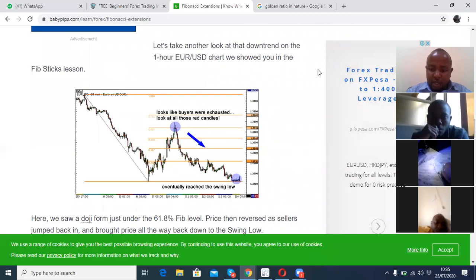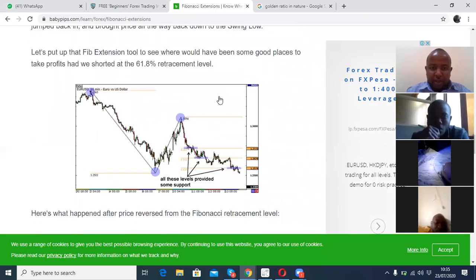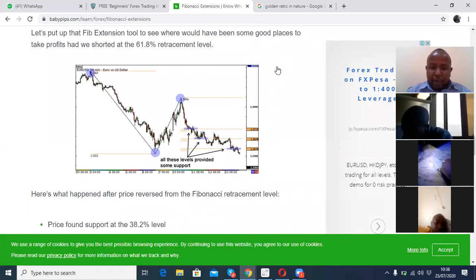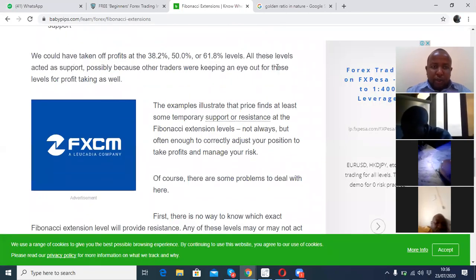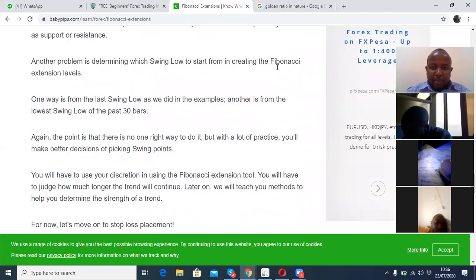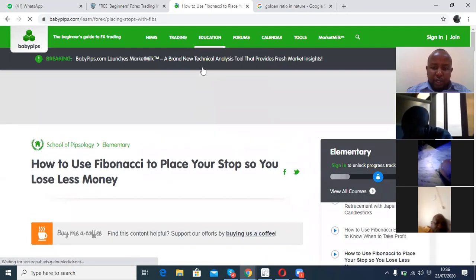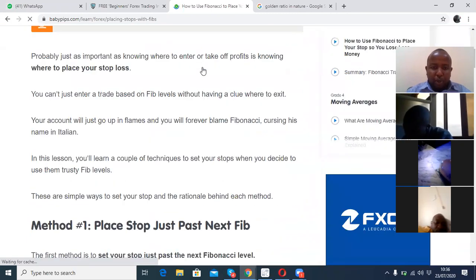So let me finish up on the theory. So you can see also these are profit taking levels: 38, 50, and 61. This was a very good downtrend. So this was a good way that you would have taken a profit. So let's look at the places, the ones that hold the most weight. You can also use it to place your stop loss.